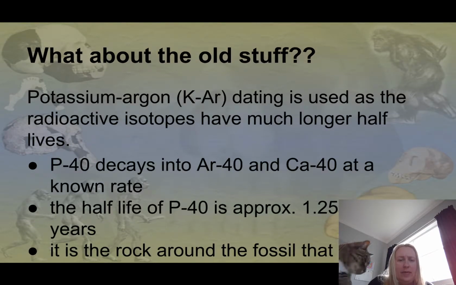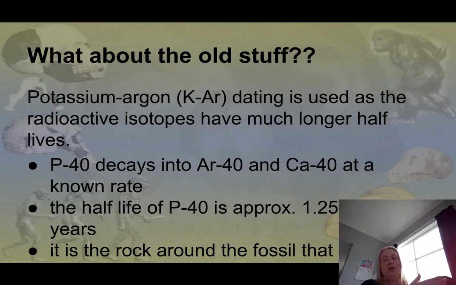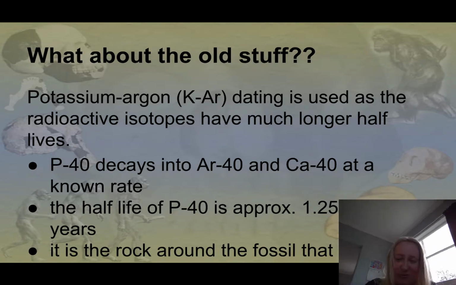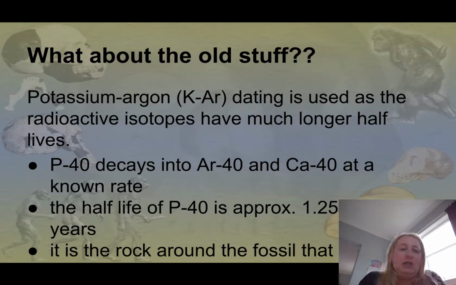So, as we said, carbon dating only works up to, say, 60,000 years. After that, you're not going to be able to get the results. So potassium argon dating is used for things that have probably been dead much longer.